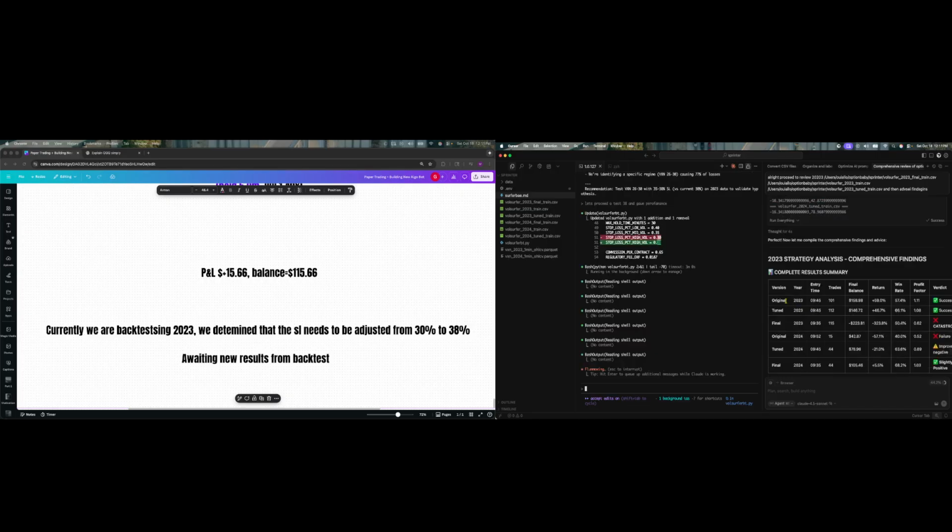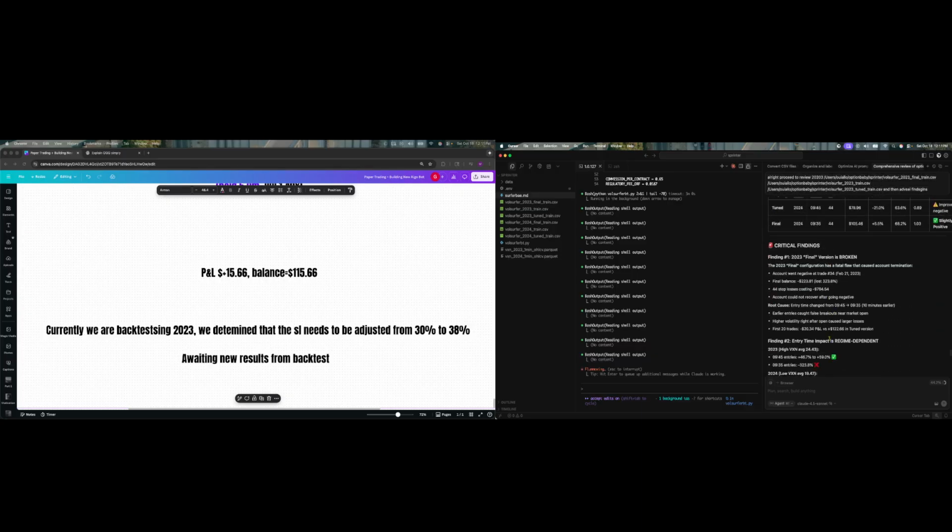Perfect. Now let's compile the original. All right, the original final balance was at 158, 59% returns, 57% win rate, right? The tuned was at 945, 112 trades, 146, 46% return, 66% win rate, right? Final, catastrophic. Original, no. Finding is the 2023 final is broken. The 2023 final configuration has a fatal flaw that caused the account termination. The account went negative at trade 34, February 21st, with the final balance of negative 220.